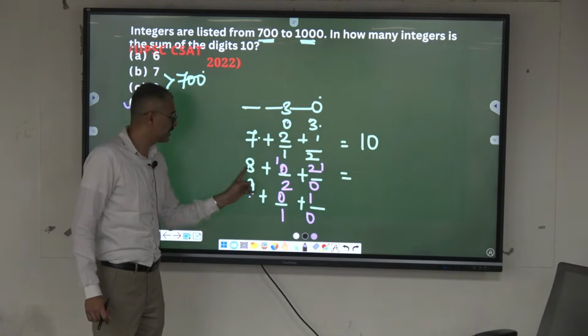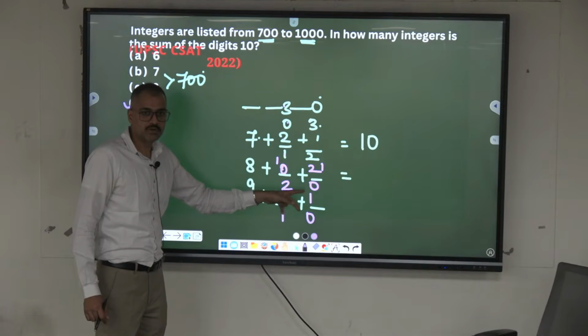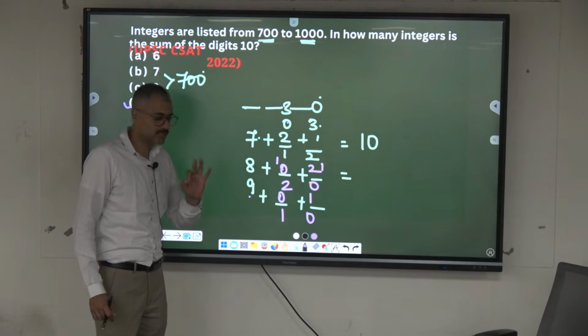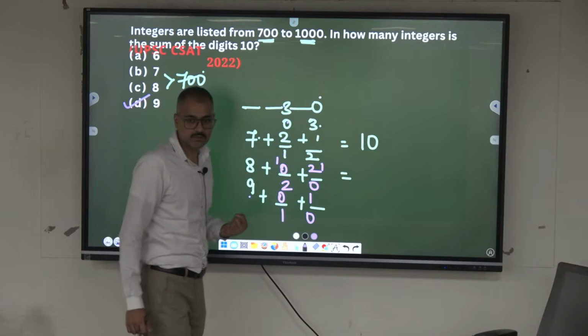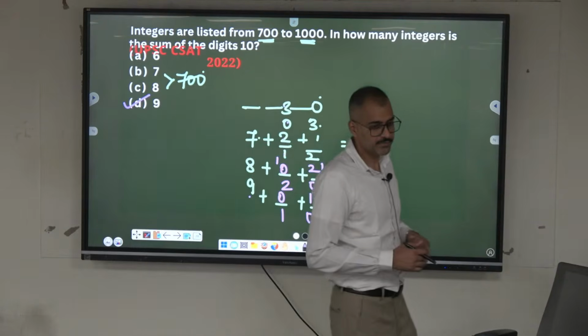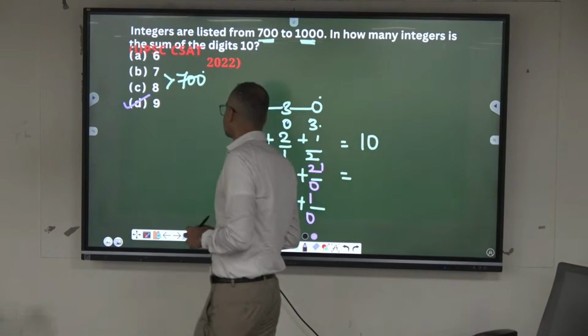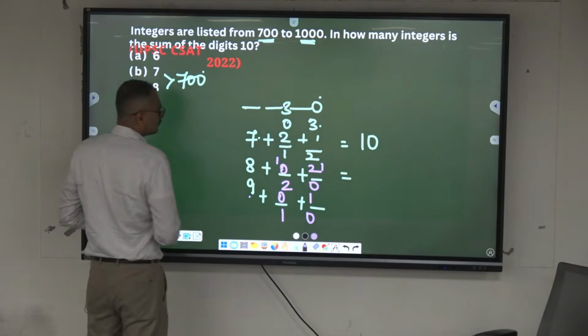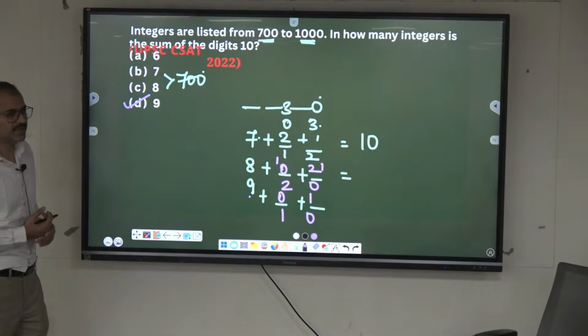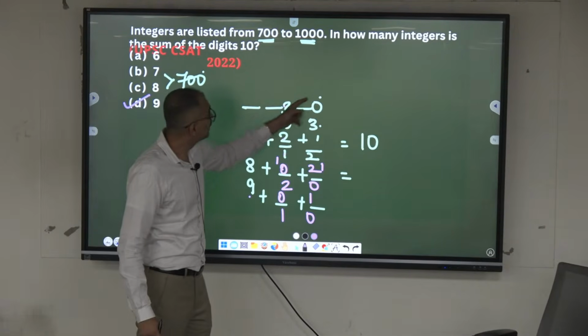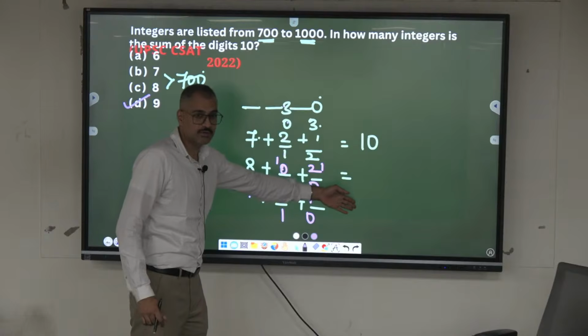4 cases. If 8 comes, 0, 2, 2, 0, 1, 1. 3 cases. If 9 comes, 0, 1, 1, 0. 2 cases. So 4, 3, 2. Okay, they are asking: sum of all those possible numbers, the unit digit is equal to this much.